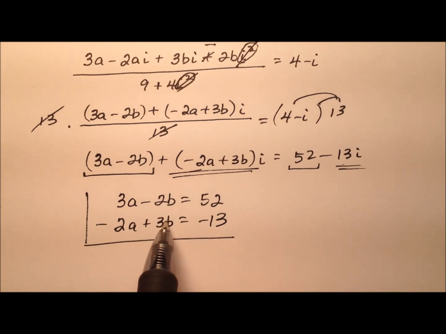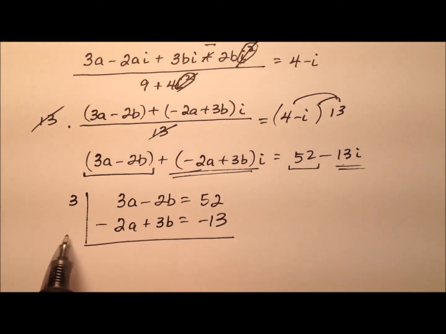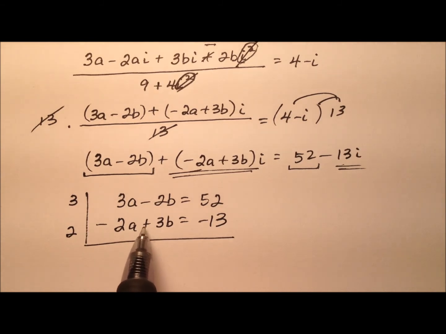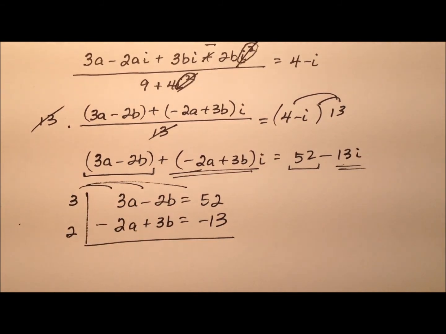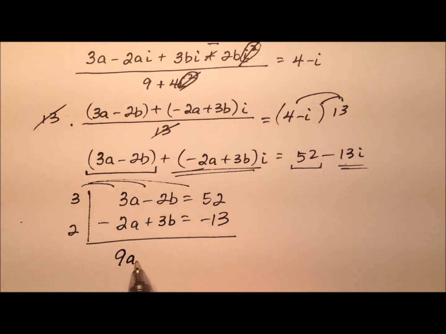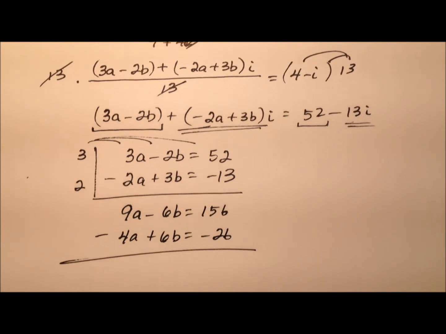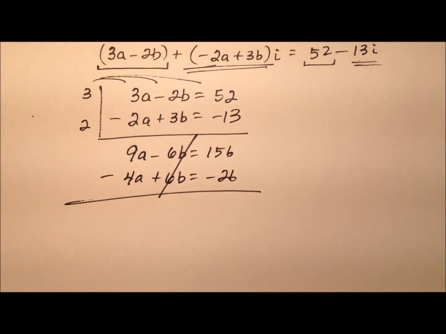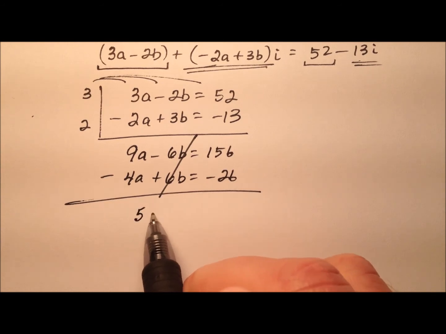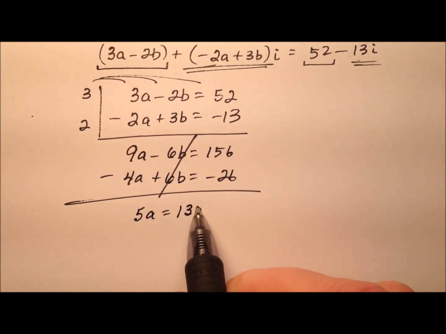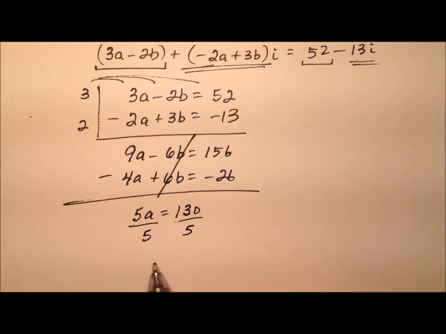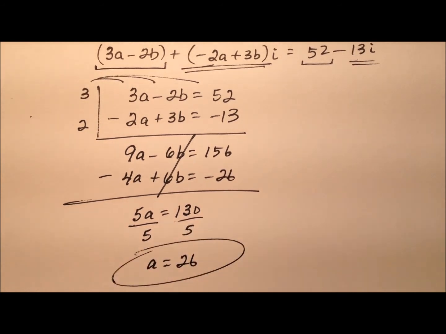Let's eliminate the b's. So I'll multiply by 3 up here and 2 down here because they already have opposite signs. And then let's just go ahead and distribute and work our elimination process. So 9a minus 6b equals 156, minus 4a down below when I distribute this 2, plus 6b equals negative 26. The b's cancel, and again, that was by design. So when I add, I get 5a equals 130. So a quick division by 5 shows me that a is 26.